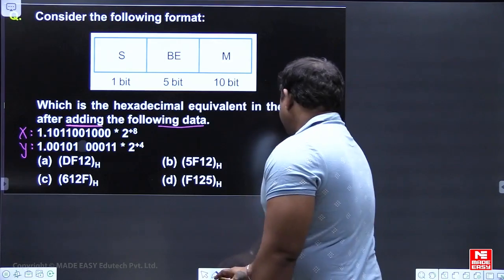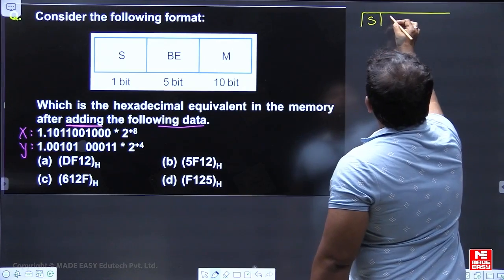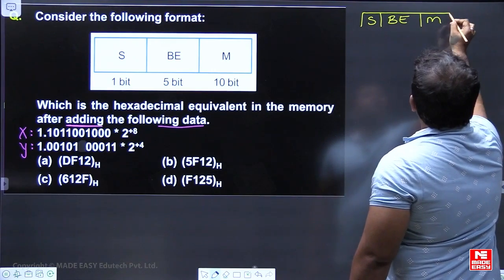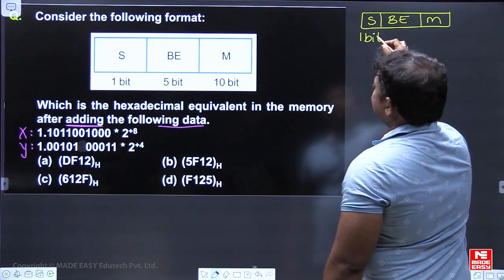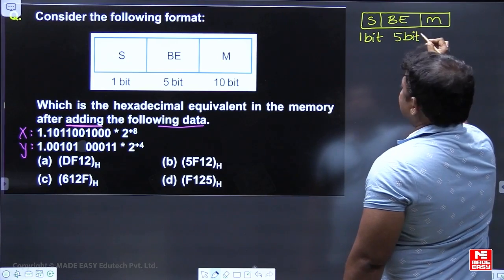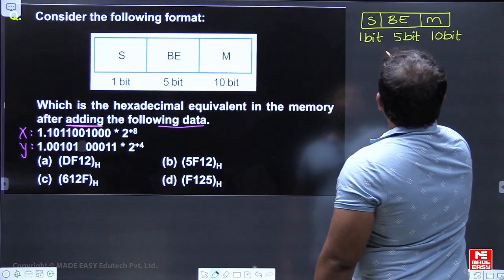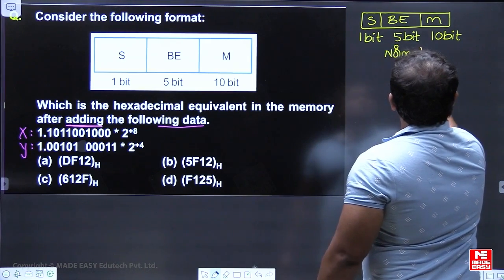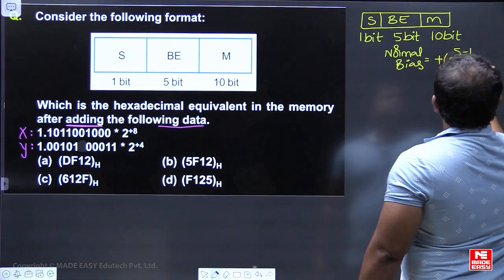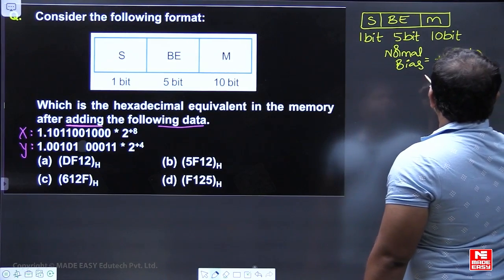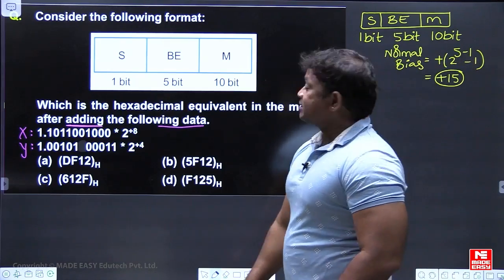Very good. So here a hypothetical format is given: sign, biased exponent and mantissa. This is 1 bit sign, 5 bits BE and 10 bits mantissa. Here the bias is the default normal bias. Normal bias value is equal to 2 power n minus 1, minus 1, that is 2 power 5 minus 1, minus 1, which is equal to plus 15. Alright, this is the bias.